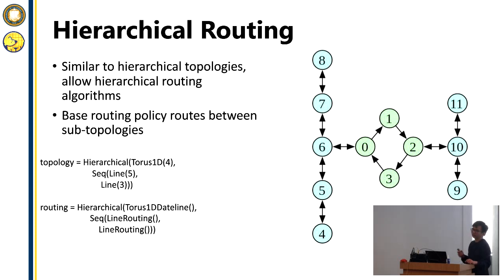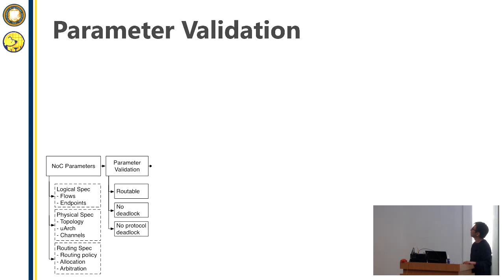Because we've broken down routing into these basic building blocks, we can do hierarchical routing too. So in this case, for the hierarchical topology I showed earlier, in a similar way, we can describe how we route on the base topology and how we route on the subtopologies. And Constellation will stitch all of this together into a consistent global routing policy.